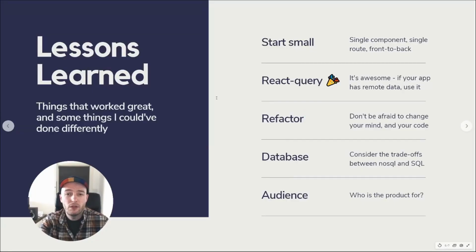I have a few takeaways from building this. The first is to start small. My MVP was just a list of recipes and pictures, but that allowed me to get the structure of the project together with a single front-end component connected to a very simple server and the basic design and styling in place. React Query is a great library.